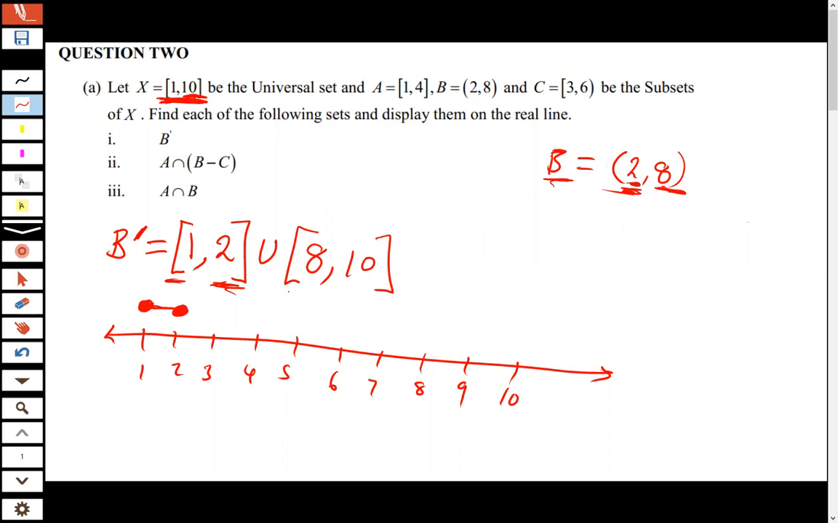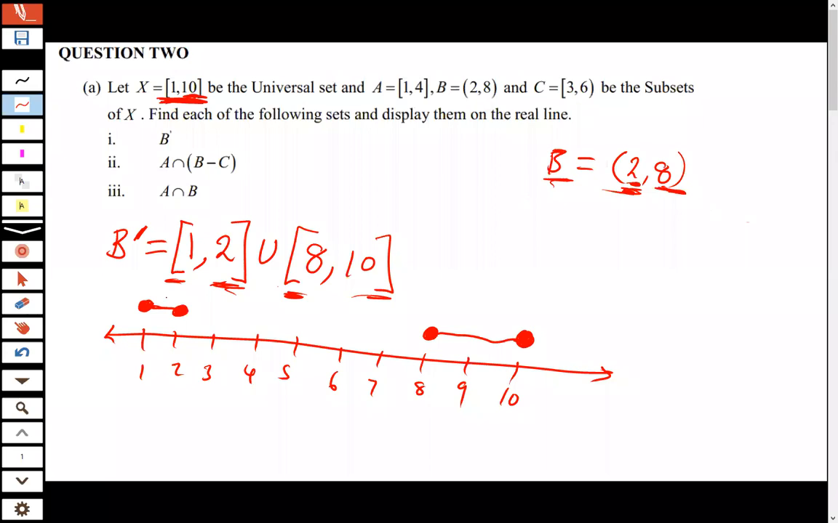Then I'll also do the same for 8 and 10. So at 8, I'm going to draw a circle, and even at 10, I'm going to draw a circle. Since it's closed on both ends, I'm going to shade the circles. Okay, so this is our B complement.